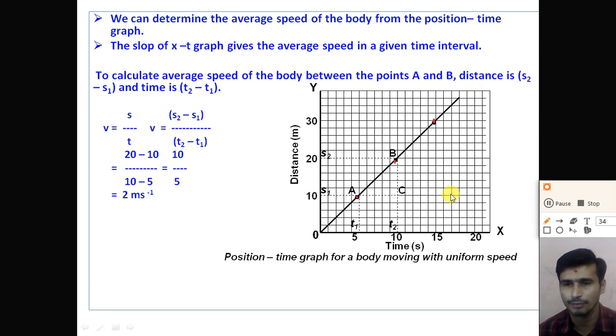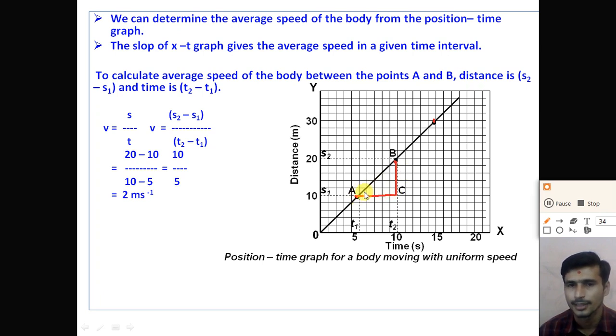So to calculate the slope of the position-time graph, the slope of the x-t graph gives us the average speed or the average velocity in a given interval of time. So dear student, how can we calculate it? Take any two points on the graph, either AB or BC or CA, and draw a perpendicular line on the x-axis and a perpendicular line on the y-axis, right?